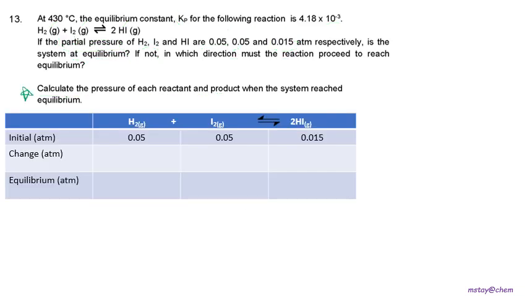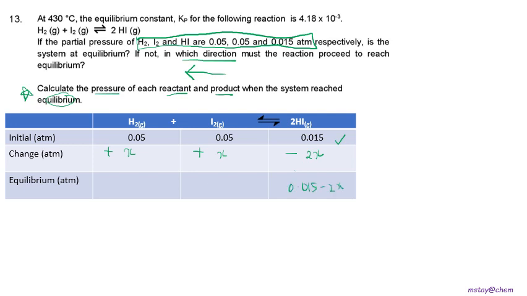Proceed with this part: calculate the pressure for each reactant and product when equilibrium is achieved. From the question, we already have the initial pressure for each reactant and product, which I have placed here. Just now, when we did the question on direction, we found that the direction is the backward reaction, or move to the left. Moving to the left means the amount of HI is getting less, while iodine and hydrogen are getting more. So the ratio is 1 to 2. This one we are going to plus x, and HI will go minus 2x. So the equilibrium pressure for HI is 0.015 minus 2x. This one is 0.05 plus x, and this one also 0.05 plus x.